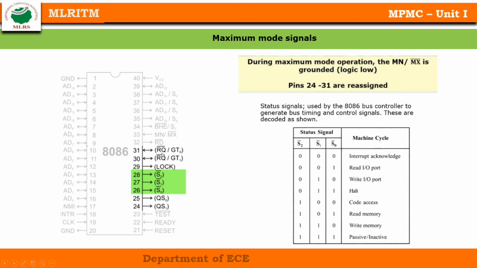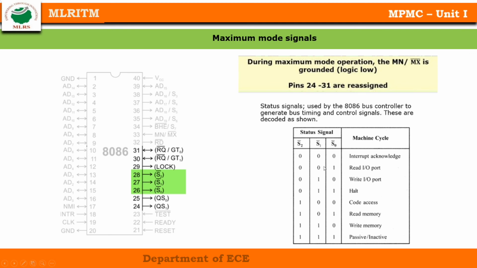pins RQ/GT, lock, S2, S1, S0 and QS0, QS1 are activated. First, pin number 24 to pin number 31. These are the status signals used by the 8086 bus controller to generate the bus timing and control signal. These are decoded as: when these signals are 000, it indicates interrupt acknowledgement.